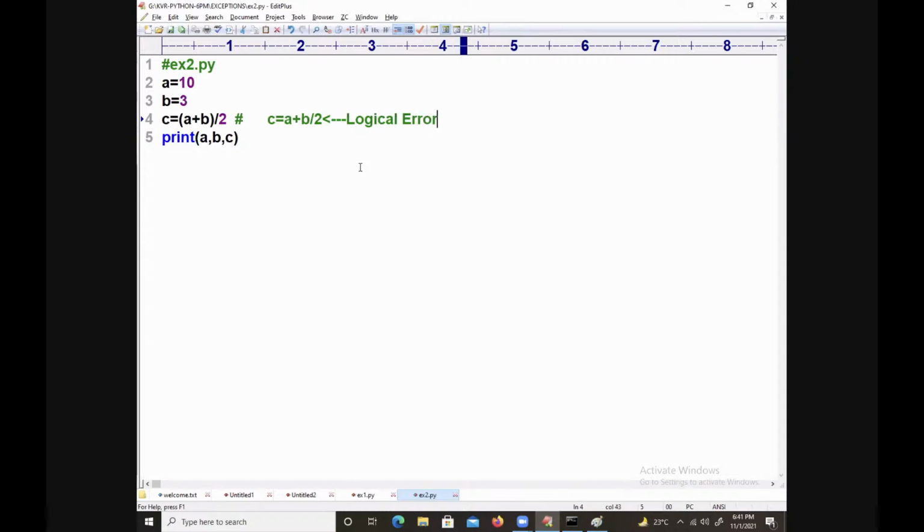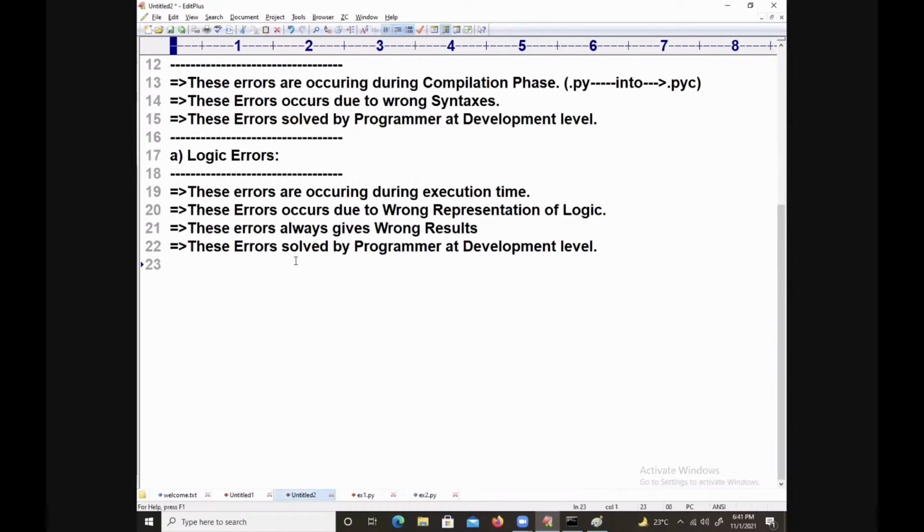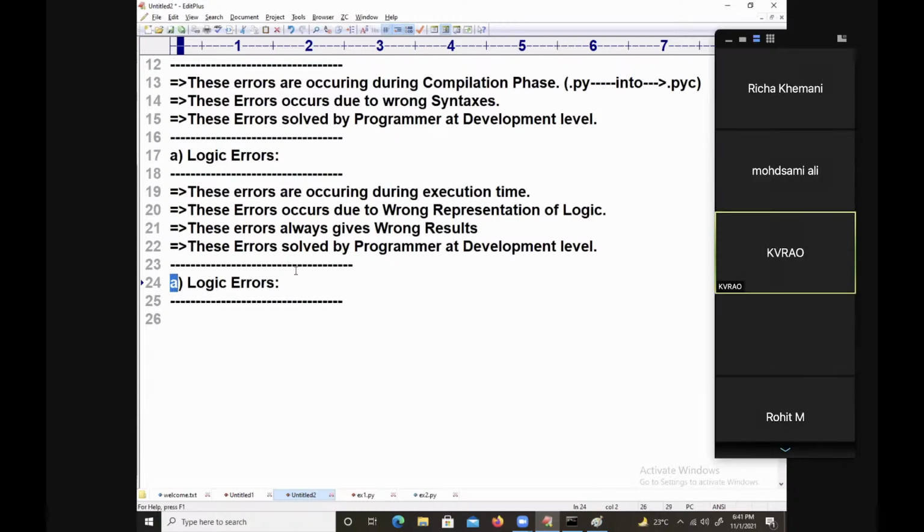Let us come back to our interest of execution. Next part, what is the next part we are going to talk about? Runtime errors we are going to explain. So that is the C point, and this is called the B point. Now I am going to enter into the runtime errors.